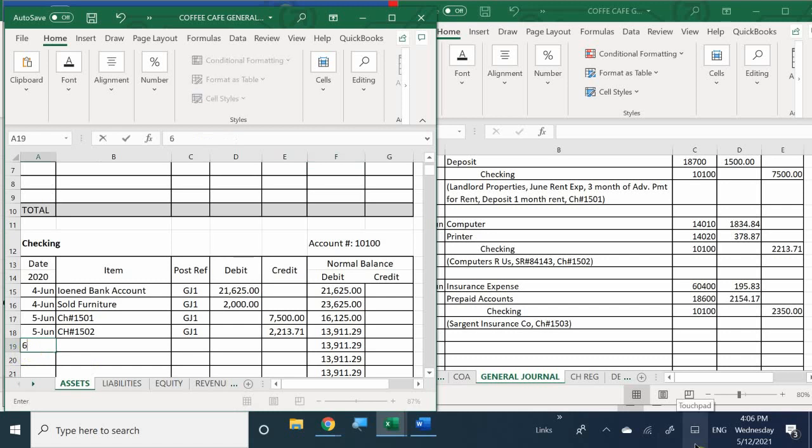And we're going to enter the date. And once again, my only information I'm going to place here is my check number 1503, because I can look that up in the check register and know exactly what the transaction is. And now I have to take a look. How much was my check written out for? $2,350. And if I have my formula intact, it should automatically update, and now I am down to $11,561.29.